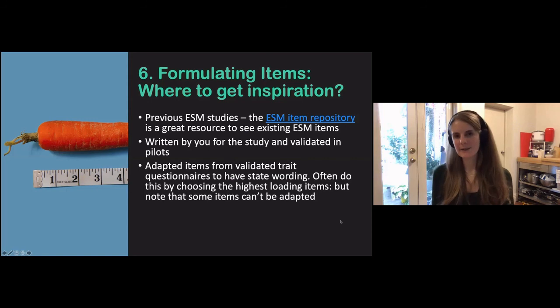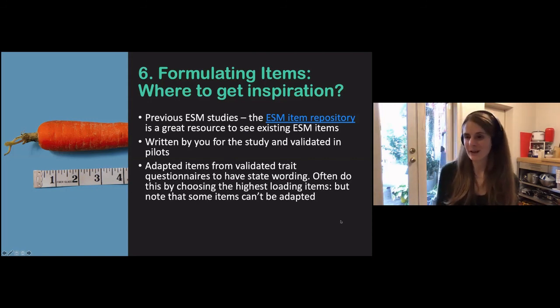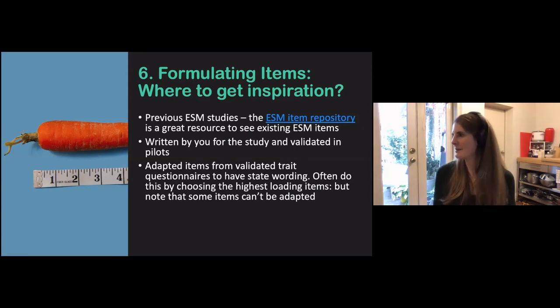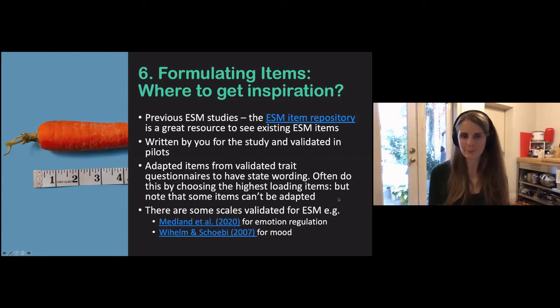You can adapt items from validated trait questionnaires, but make sure you reword them to have state wording. So I might grab a self-esteem item that's like, "I value myself as a person," but it would say, "Right now, I think I'm a valuable person." You can do this by picking the highest loading items from their factor analyses, but do make sure that you note that some items are really hard to adapt to be state wording. So have a go at this, but be aware.